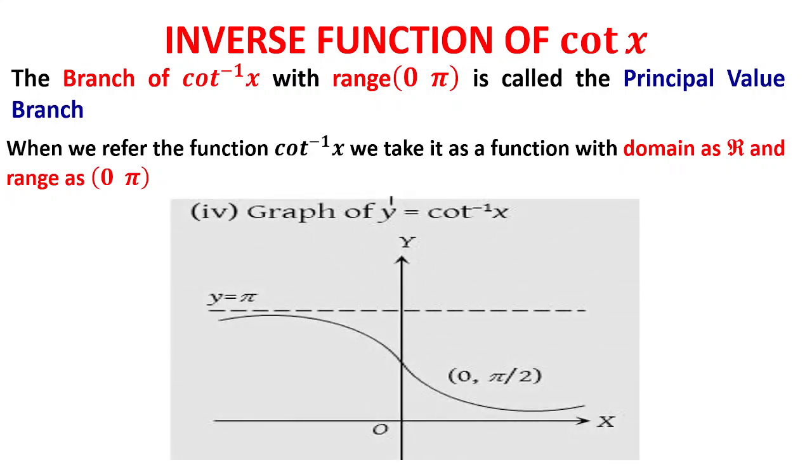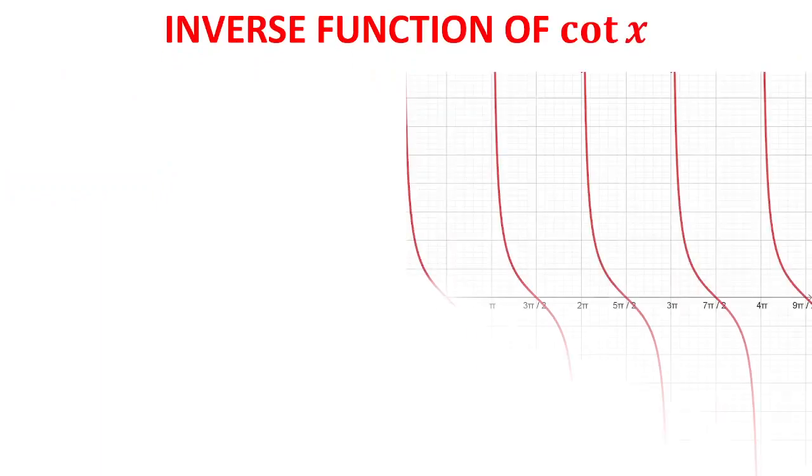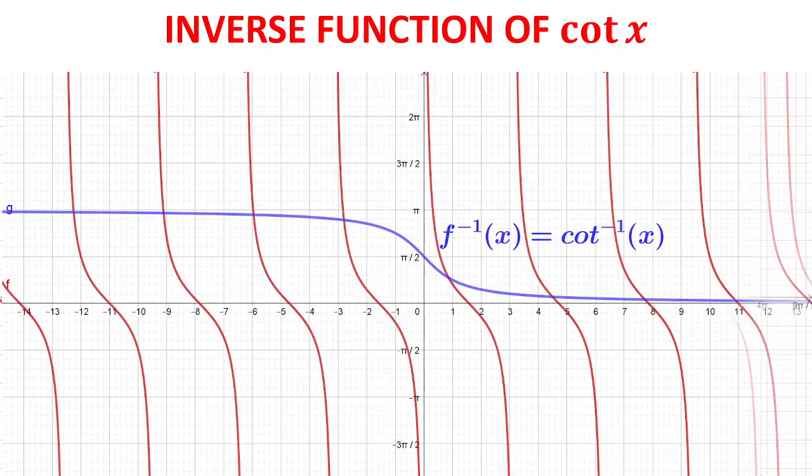Now this is the diagram for that. Now let us see the full diagram of cot x. This is the cot x, and this one is cot inverse x. You are seeing that 0 and pi are not included in that, and all the values are coming out.